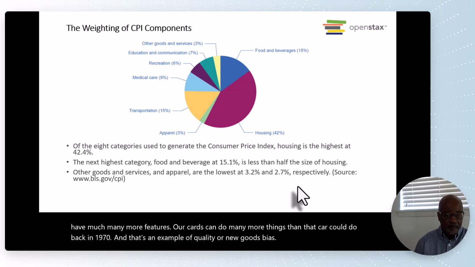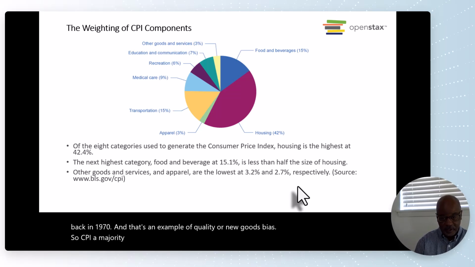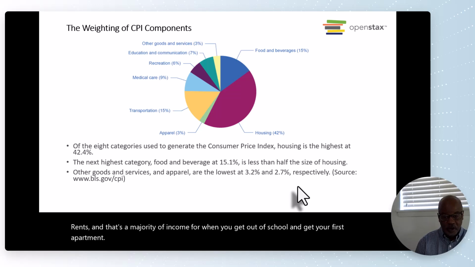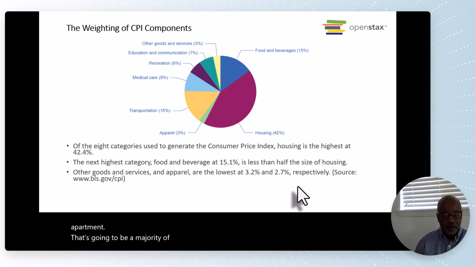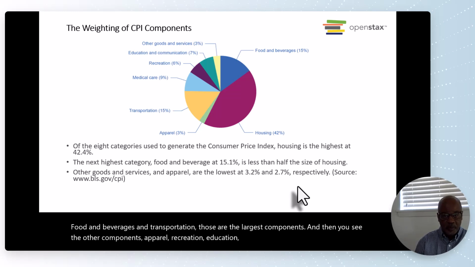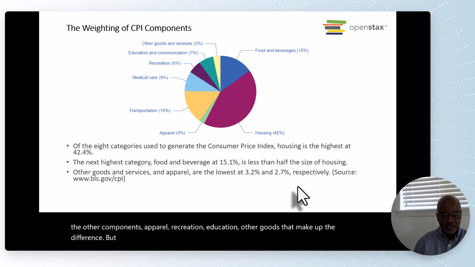A majority of CPI is made up of housing, rents. And when you get out of school and get your first apartment, paying for housing, food and beverages and transportation is going to be a majority of your income from your job. Those are the largest components. Then you see the other components: apparel, recreation, education, other goods that make up the difference. But by far, when inflation is rising, it's going to hit you in transportation, food and beverages, and housing.